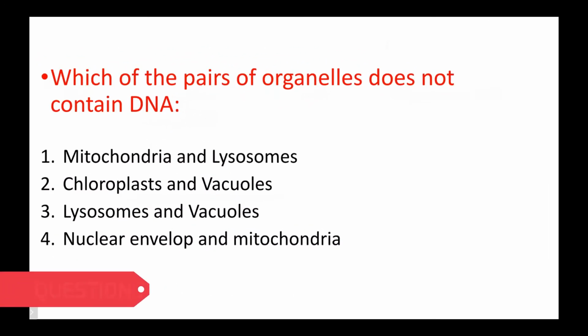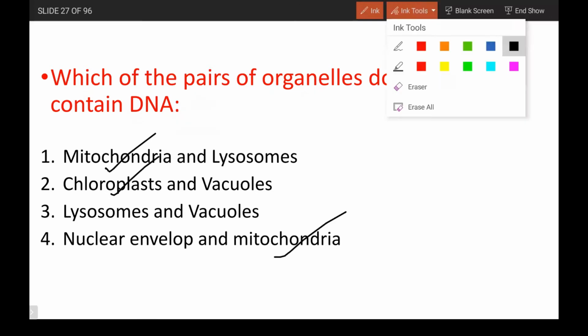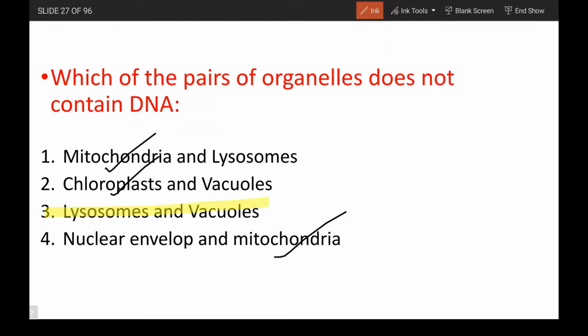Which of the pairs of organelles does not contain DNA? Again, it's a straightforward question. Three organelles, mitochondria, plastids, that is chloroplast, and nucleus, only these three are the organelles that contain DNA. Okay, so mitochondria contains, chloroplast contains, again mitochondria contains. So the answer for this question is lysosomes and vacuoles, that do not contain any DNA.